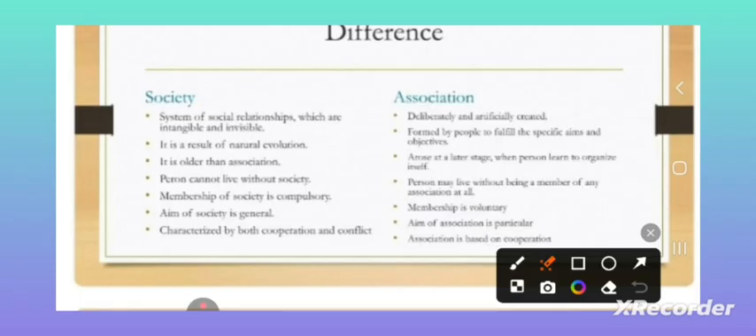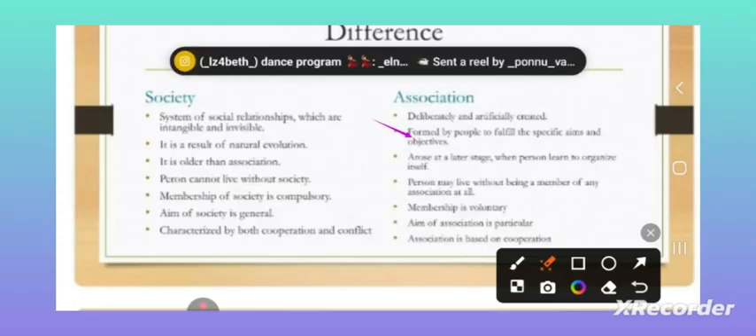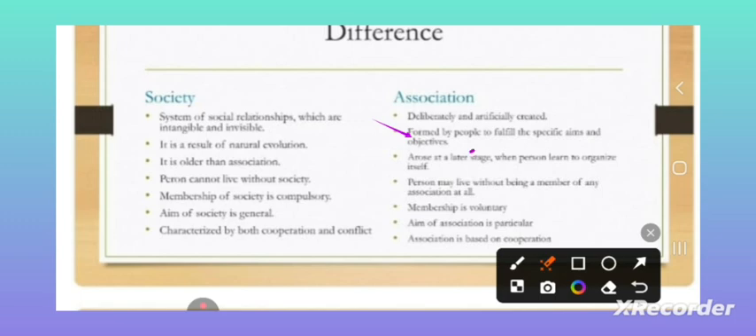It is a concrete, visible organization. Society is a chain of natural evolution. It grows organically and continuously. An association is formed at a later stage when persons learn to organize themselves. It is a later stage development of social life, formed by people to fulfill specific aims and objectives.